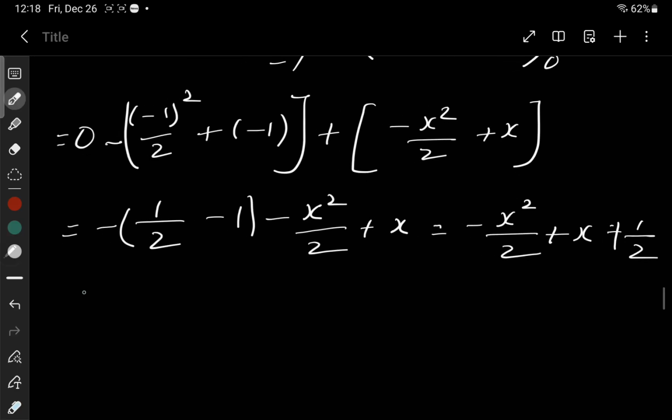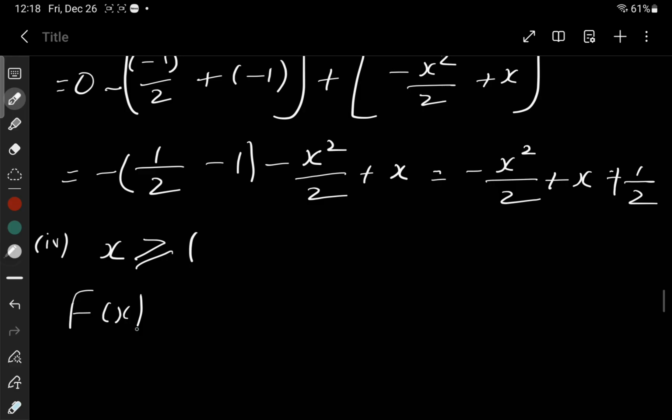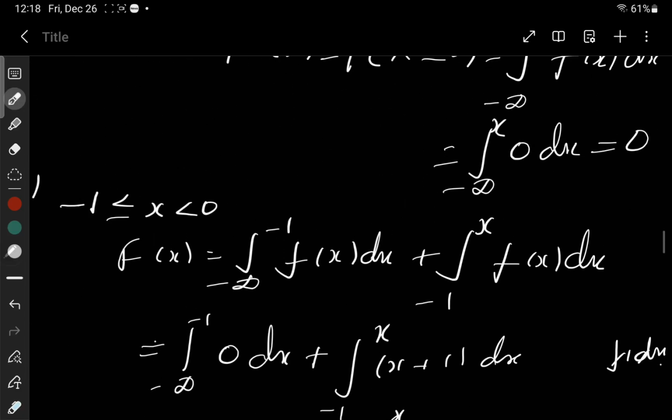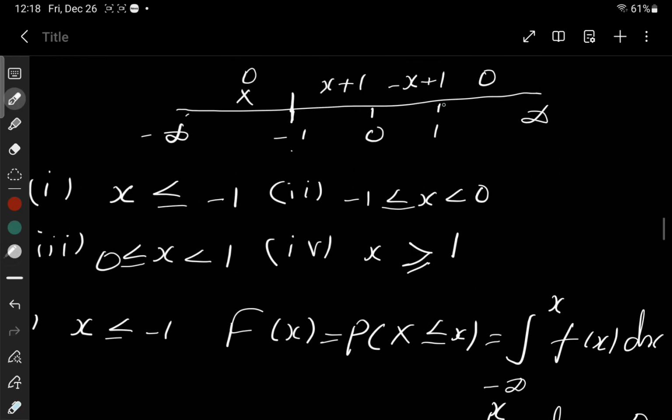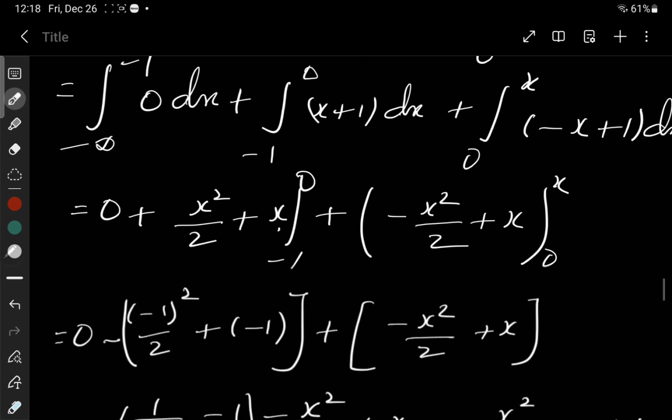Okay. Next, the fourth case, if x is greater than or equal to 1. So f of x is, according to the formula, minus infinity to x, f of x dx. So come to the interval explanation here. I have to get 1 to after 1, greater than 1. So you start from minus infinity to minus 1, minus 1 to 0, 0 to 1, and then 1 to infinity you will get. So you have to do all those steps.